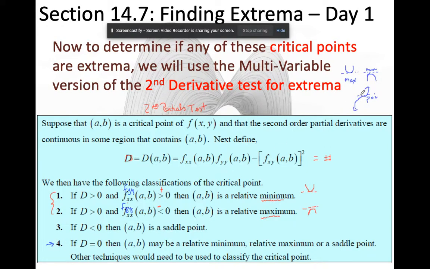Just like this case in Calc 1, when the first derivative was equal to 0 and the second derivative was equal to 0, the second derivative test for extrema was inconclusive and we went back to the first derivative test. But we often ended up with a POI in that situation. Here, if your first derivatives are equal to 0, but capital D is also equal to 0, this is our inconclusive case.